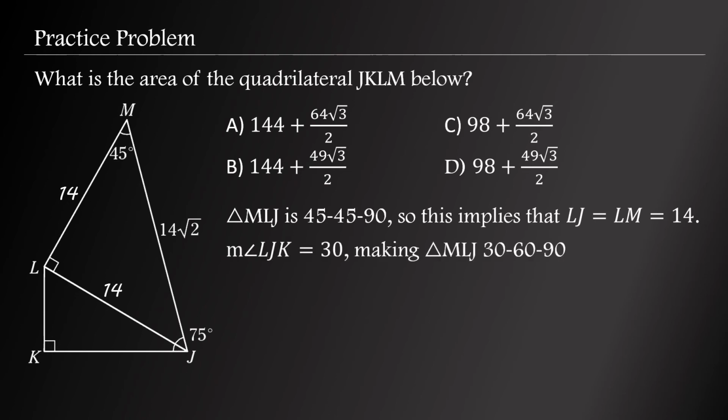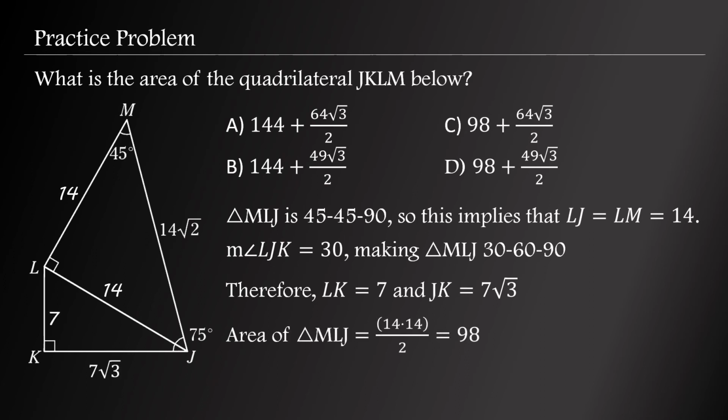We can see that the angle measure of JKL is equal to 30, making JKL a 30, 60, 90 right triangle. Using our knowledge of the ratios in a 30, 60, 90 right triangle, we can say that LK is equal to 7 and that JK is equal to 7 times the square root of 3. To find the total area of the quadrilateral, we have to add up the areas of the two triangles.